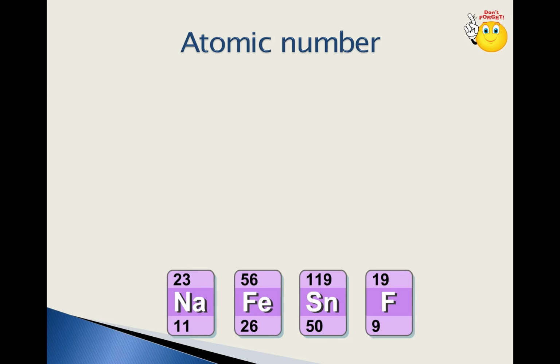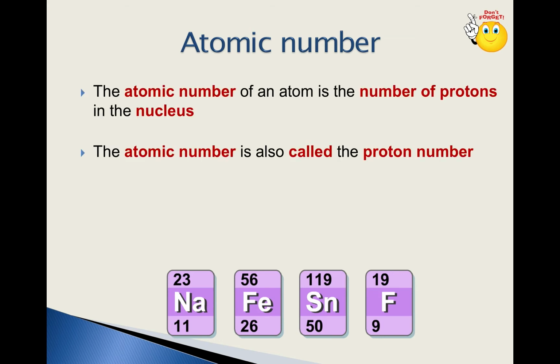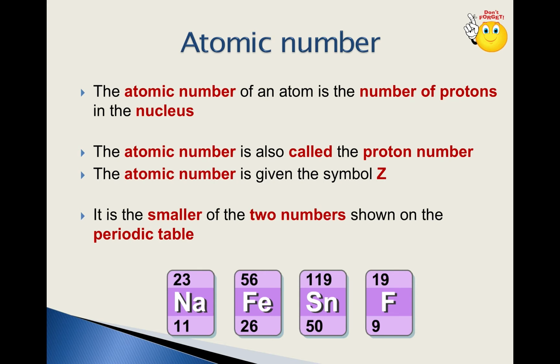Moving on, the atomic number is also known as the number of protons. And you can either call it the atomic number or you can call it the number of protons. And it's the number of protons in the nucleus of an atom. The number of protons also tells you what element you have. The atomic number, or the number of protons, is given the symbol Z, and it's the smaller of the two numbers on the periodic table.